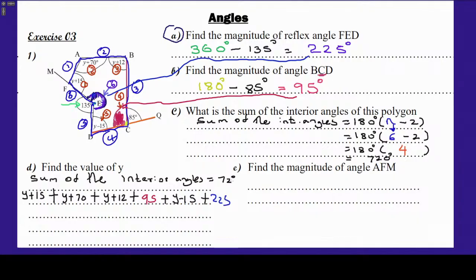It should be 720 here. What is the sum of the interior angles? 720. How do I know that? I found that in question C, 720. So it has to be 720.